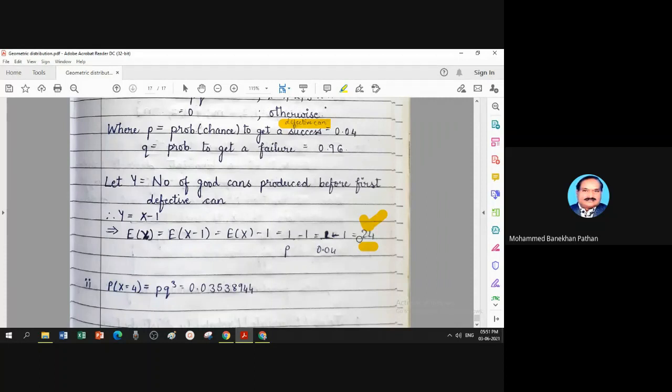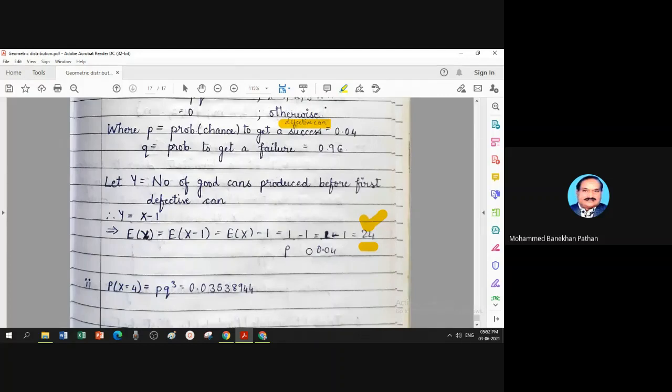After 24 cans, you stop the process and check everything nicely again: raw material, setting of the machine, workers, and so many factors. If all are okay, start the process again. Again you will get 24 good cans. Stop it, recheck and continue like this. So it will help you to produce fewer defectives.